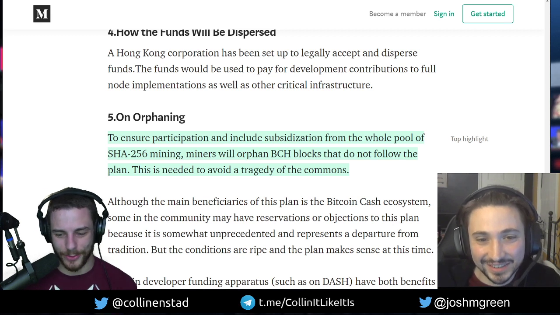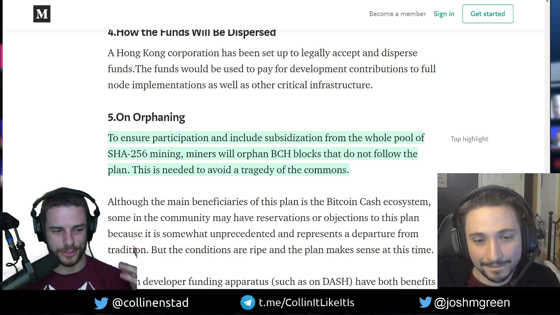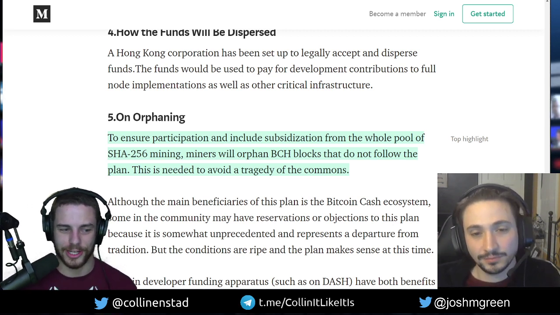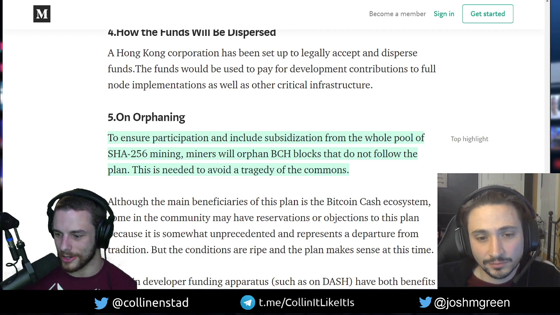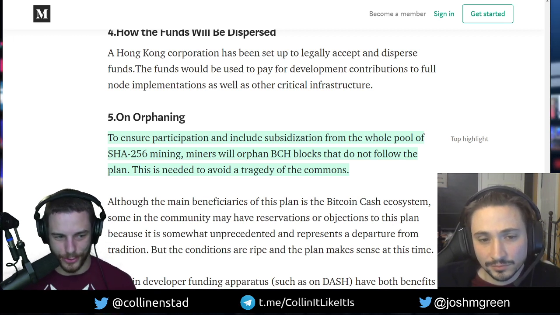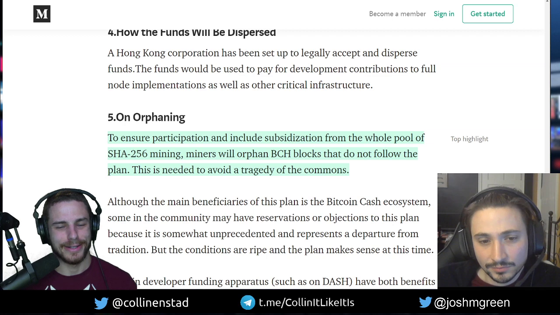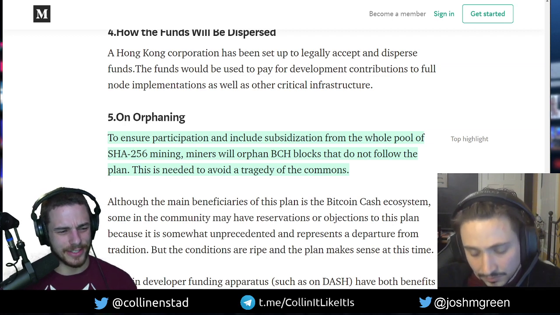Because you had the UASF, which was like, the nodes matter, and we're not going to follow your chain if we don't like your rules. But in reality, if the miners mine the longest chain, then that's the new chain. So yeah, it's the orphaning.